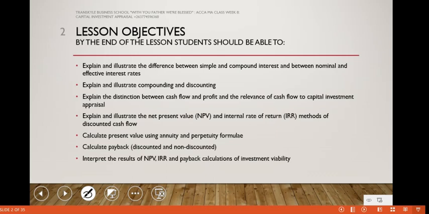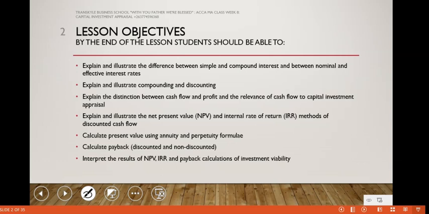Our objectives by the end of the video are that students should be able to explain and illustrate the difference between simple and compound interest and between nominal and effective interest rates. Explain and illustrate compounding and discounting. Explain the distinction between cash flow and profit and the relevance of cash flow to capital investment appraisal. Explain and illustrate the net present value (NPV) and internal rate of return (IRR) methods of discounted cash flow.